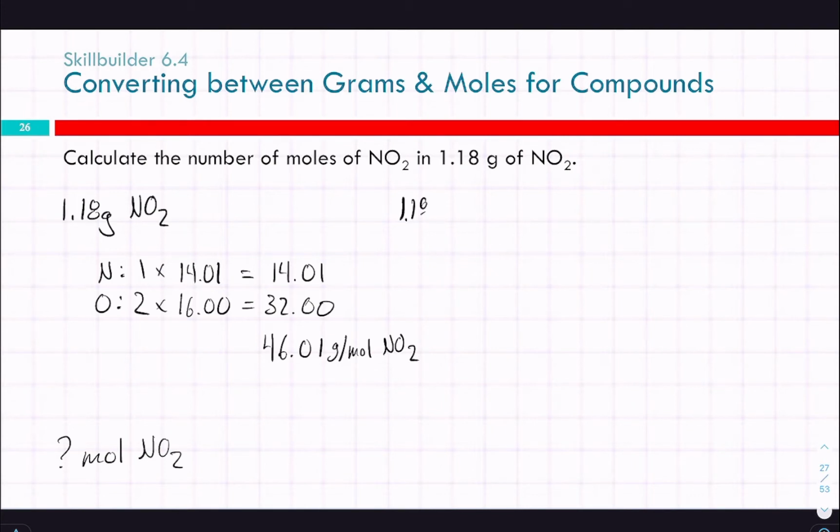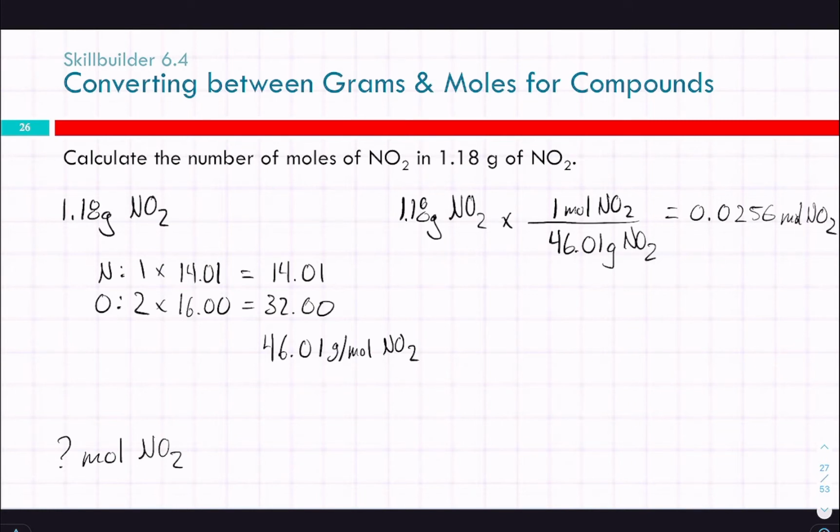So you get 1.18 grams NO2. Does 46.01 go on top or bottom? Bottom, yep. You can just memorize that when you want to go from grams to moles, you divide. When you want to go from moles to grams, you multiply. I think it's better to remember the general canceling of units, but it works both ways. You'll get the same thing. So we'll now get 1.18 divided by 46.01 for 0.0256 moles NO2. Correct sig figs and all.